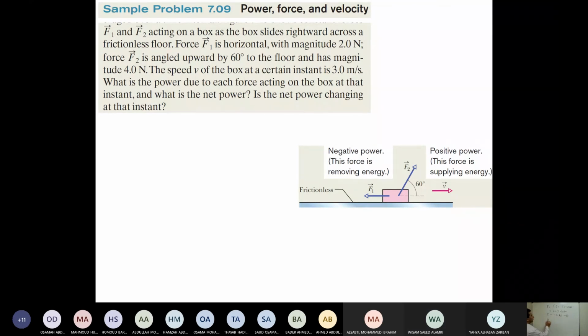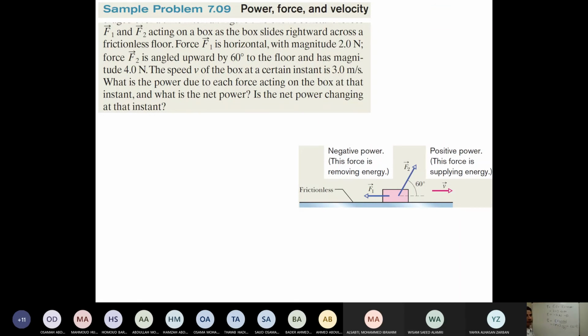Now for the second force, we again apply the same formula, which will be F2 V cosine. What is the angle between F2 and V? Cosine 60. Okay, so the force F2 is how much? The force is 4 Newton, right? Yes, 4 Newton, and here we have V is 3, and cosine 60. Sorry, it was 60. Half. Okay, so it cancels out, and we get 6 watt.